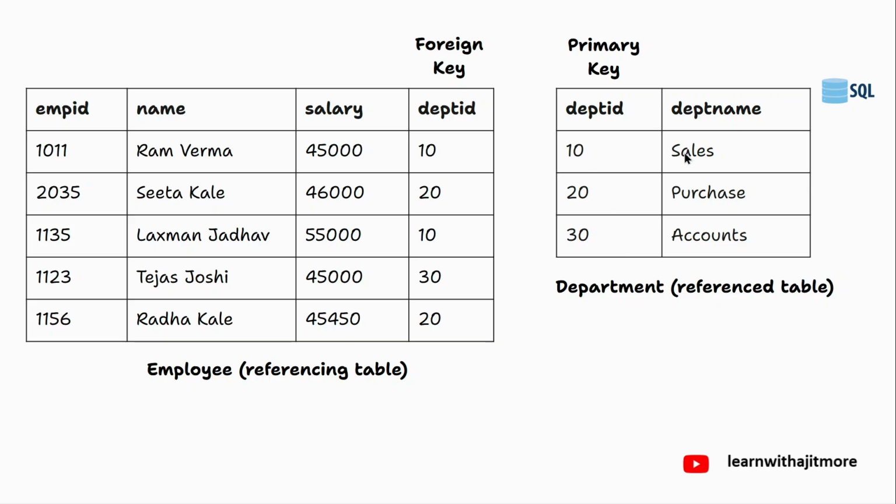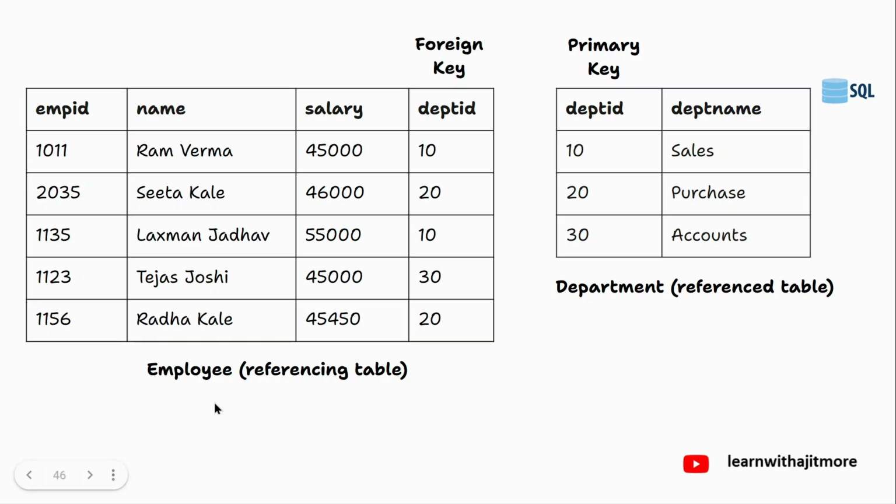Having department ID, department name. Is this a primary key of department table? Department table का ये primary key है. You cannot have more than one department with the same ID. ठीक है? Then we have employee table. It is a child table. Department is the parent table. Who is the child table? Employee. Who is the parent table?